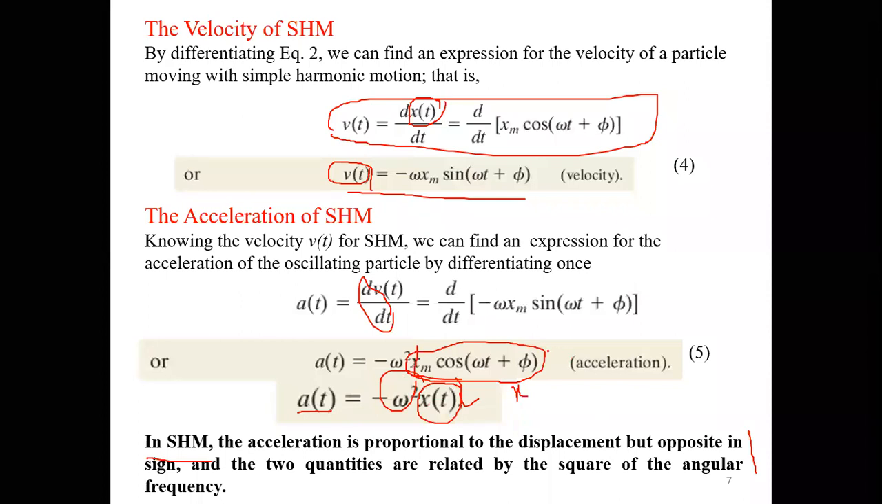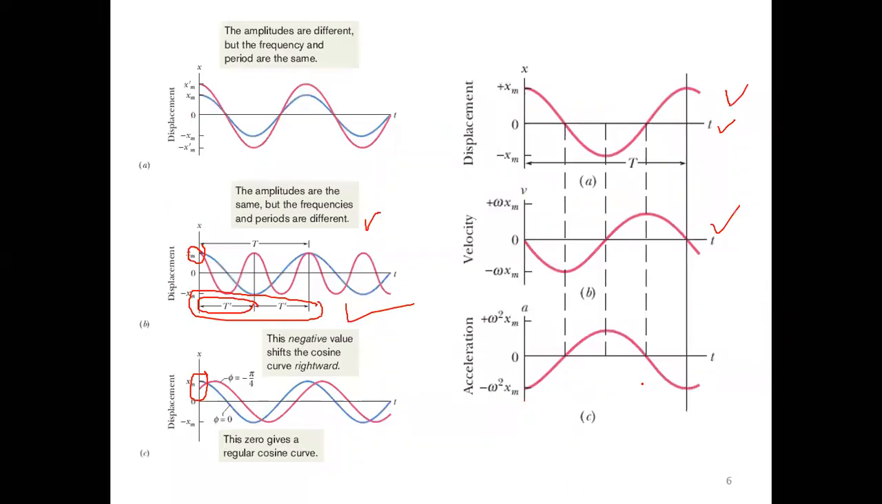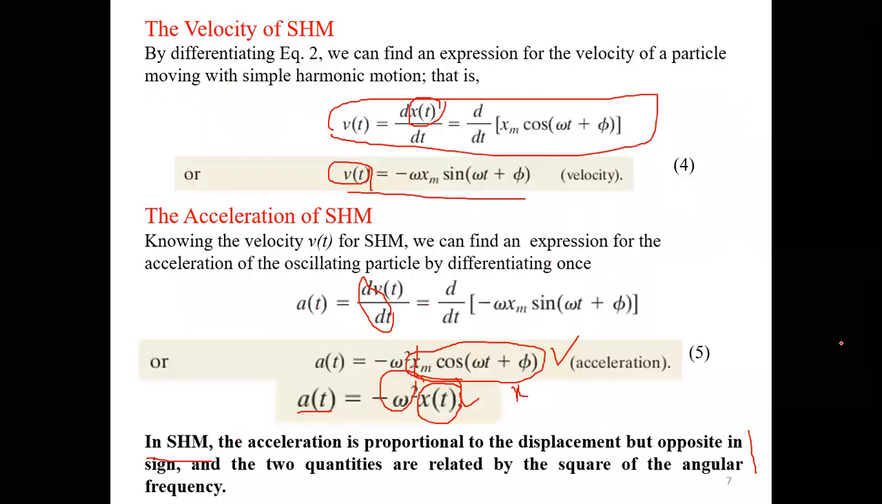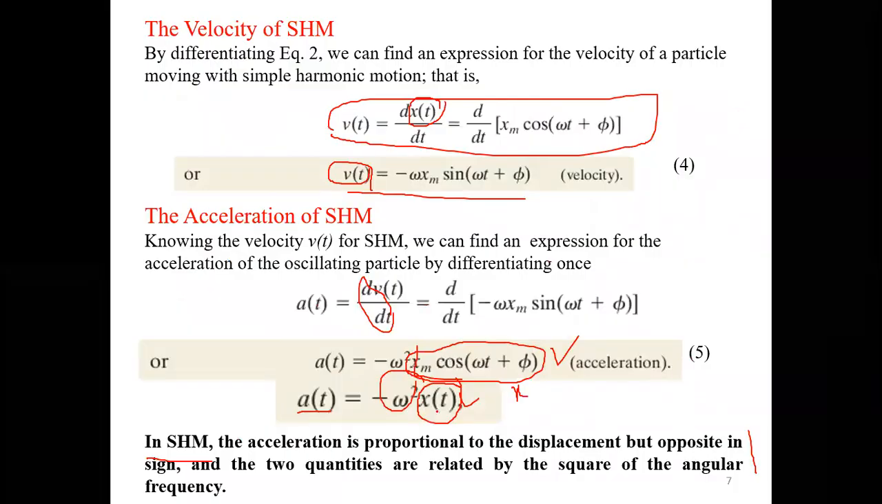And if you plot acceleration as a function of time, look, it will be similar to that one, except for the negative sign, opposite to that one. However, the shape of the curve is exactly the same as the displacement. So it started from positive x_m, and it will start from negative x_m multiplied by omega square. That would be the exact value. So any motion for which the acceleration is proportional to displacement, we call it simple harmonic motion.